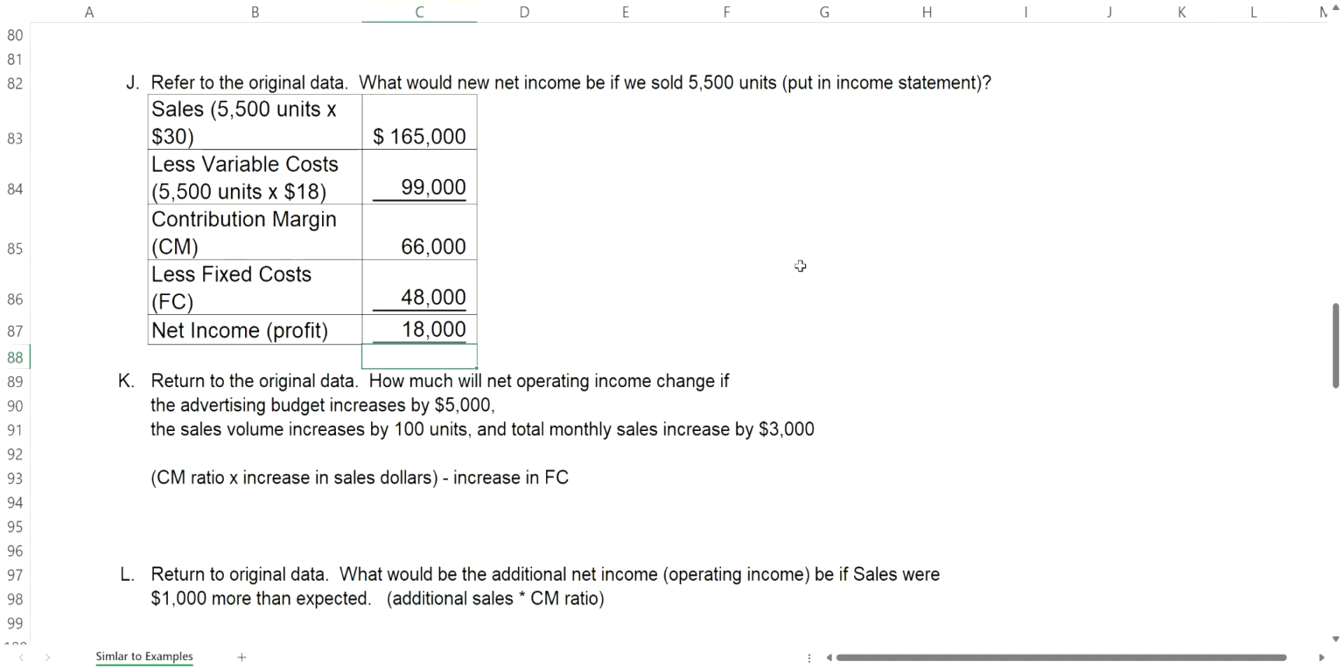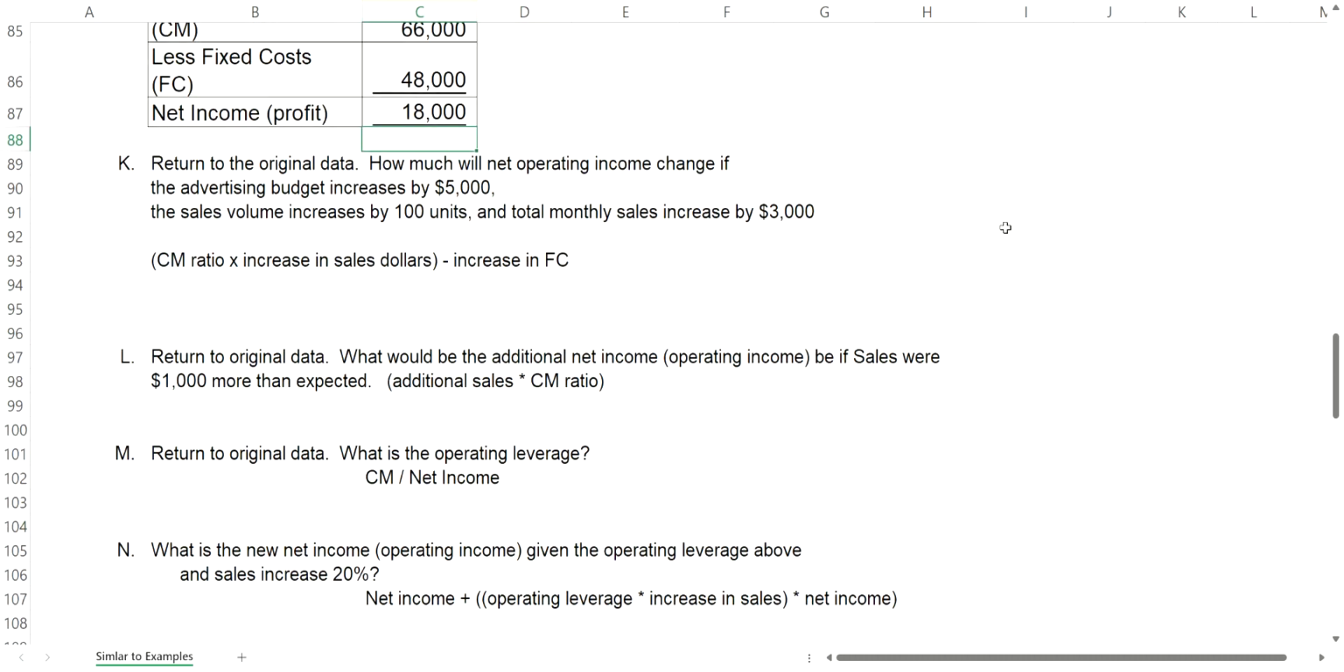Okay, let's move on to letter K. We're going back to the original data of sales of 4,500 units. How much will net operating income change if the advertising budget increases by 5,000? The sales volume increases by 100 units, and the total monthly sales increased by $3,000.